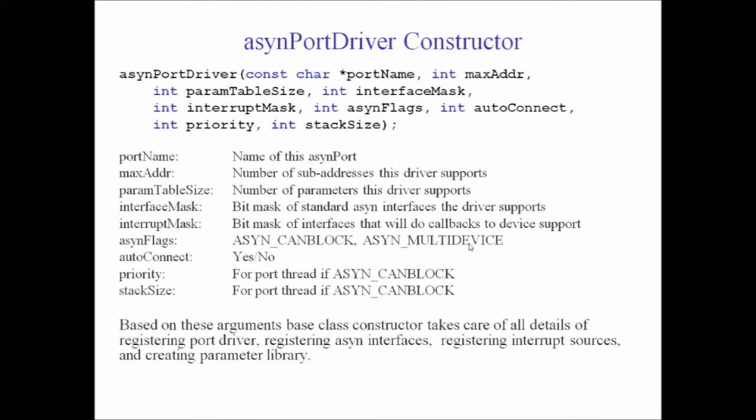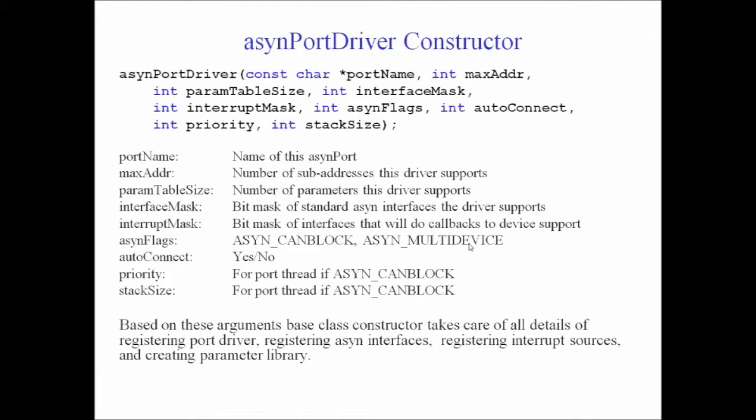So an AsynPortDriver constructor looks like this. Your derived class calls the base class constructor with the name of the port, the maximum number of addresses that your driver is going to support, the maximum number of parameters that your driver supports, and a bit mask of all the interfaces your driver supports: int32, float64, octet, drvUser, and so on.